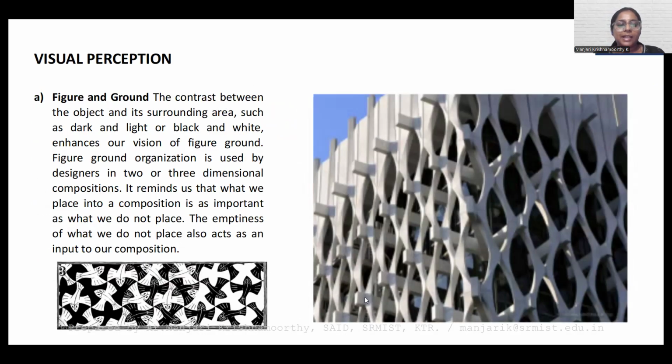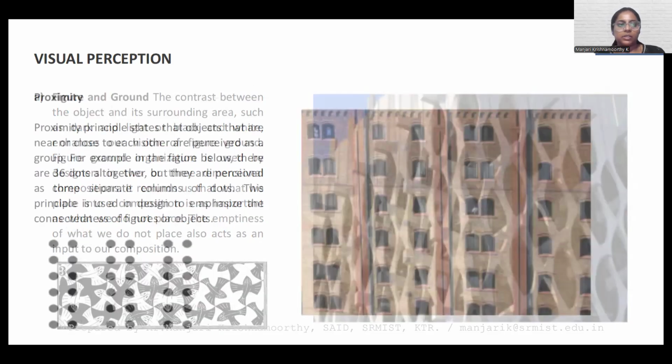Figure and ground. As you can see in this image, you can see fishes that have been there in the black, and also an invisible white space that is also taking the shape of a fish. This is called figure and ground. That is nothing but the balance of dark and light, black and white, which is enhancing our vision to understand what exactly the figure and ground is. This also reminds us how important composition is.